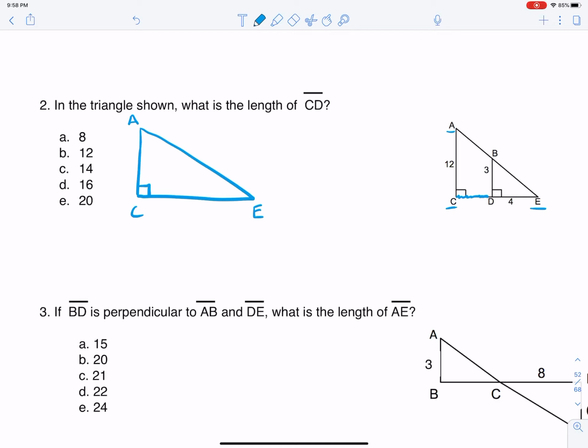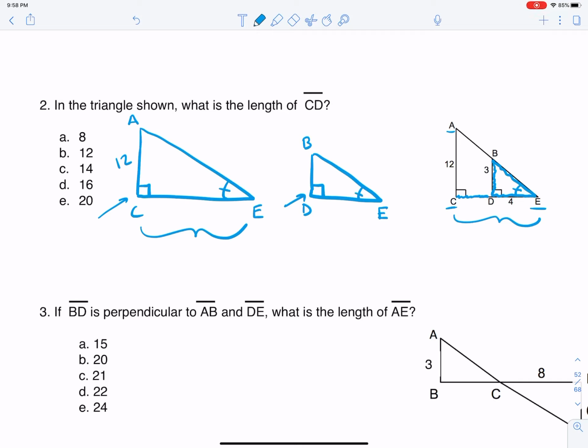And what do we know about ACE? We know that this is 12, but we don't know this full length here. And then we have this other triangle, BDE, which is a smaller triangle. This one also has a 90-degree angle, and we can mark that this is BDE. Now, here's what's interesting. Both of these triangles have what? A 90-degree angle. And if you notice, both of these triangles share this little angle here, the big one and the little one. So this angle is the same.